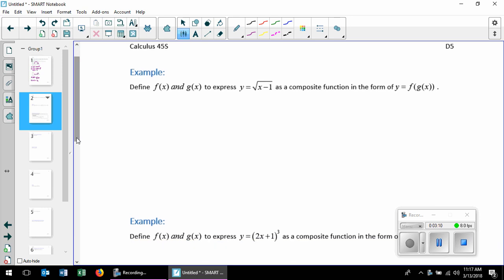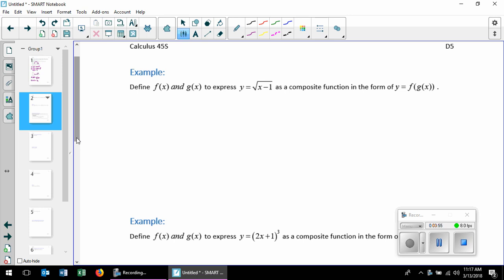Define f of x and g of x to express y equals root x minus 1 as a composite function, where y is f of g of x. You did these in grade 12, where I gave you the composite function. Now I'm asking you to break it down into the two functions. So what would give me some ideas? There's not just one correct answer. So this given is your composite function. That's the already combined one. So what would be the two individual functions?